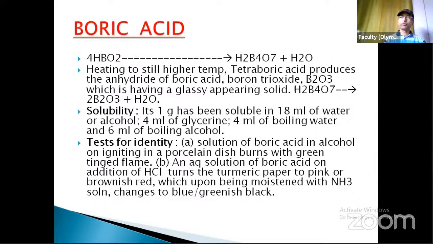An aqueous solution of boric acid on addition of hydrochloric acid turns the turmeric paper to pink. You take a turmeric paper, it is also like your litmus paper. That paper, if you bring in contact with the solution containing boric acid and hydrochloric acid, will be converted to pink or brownish red. It is an identification test of boric acid. And if you moisten that turmeric paper with ammonia, then it changes to blue or greenish black again. So this is another test for identification of boric acid.